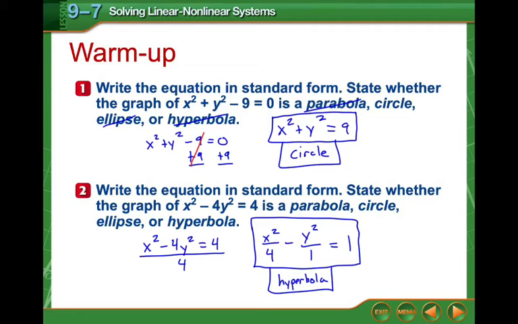It can be a line. It could be an absolute value. It could be a log, exponential, radical, rational, all kinds of things, right? We've seen a lot of things this year.